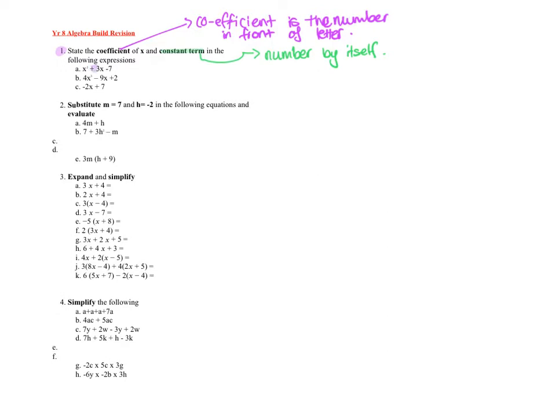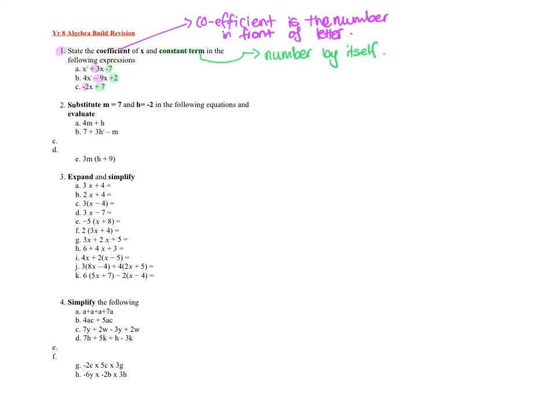So for this one, it's 3. In this one, it's -9. So they're asking for the coefficient of x, not x squared or x cubed. And the coefficient of the last one is -2. If I flick over to green to show you where the constant term is, the constant term is -7, +2, and +7 for those ones.